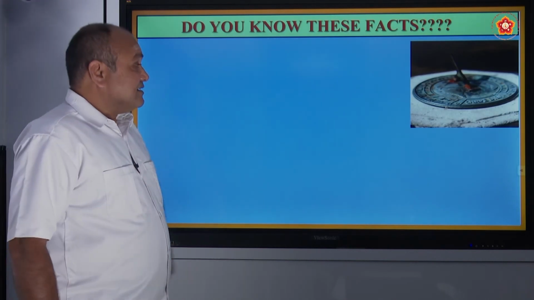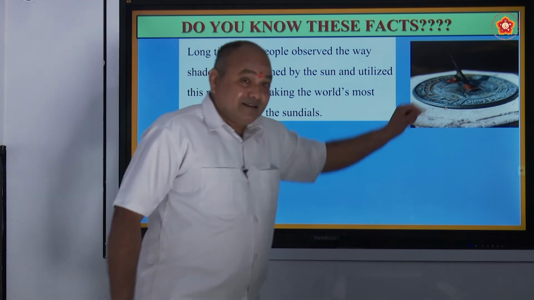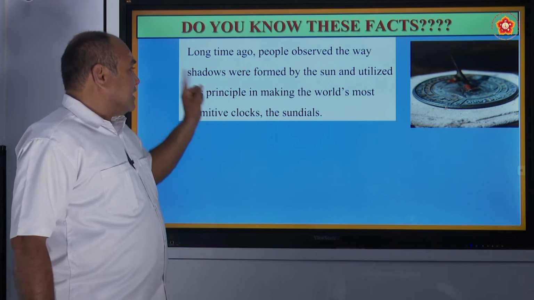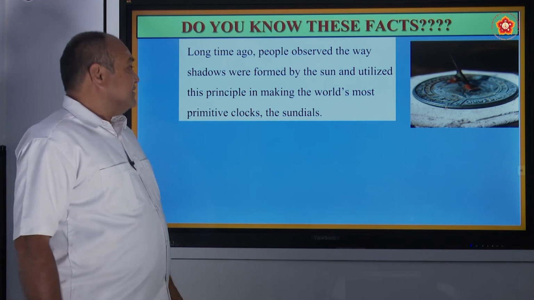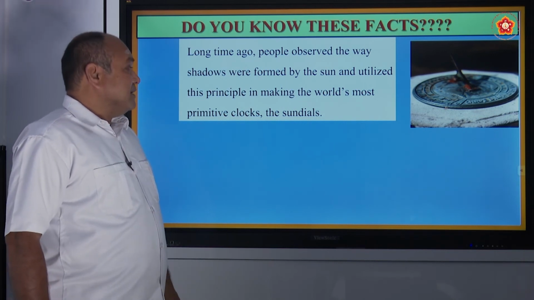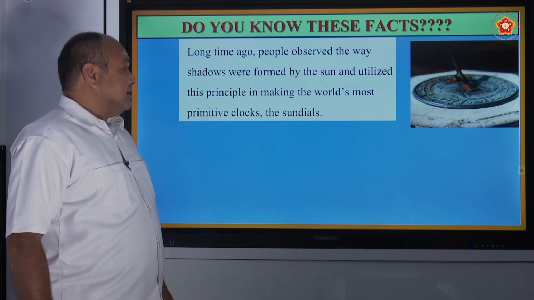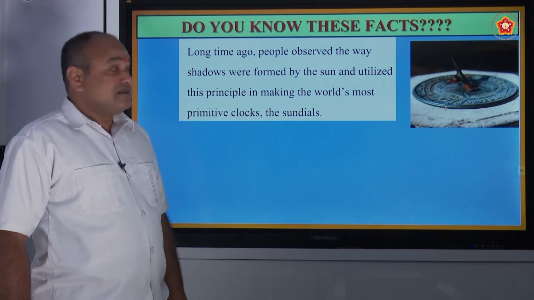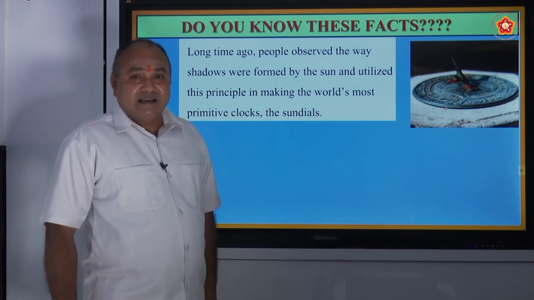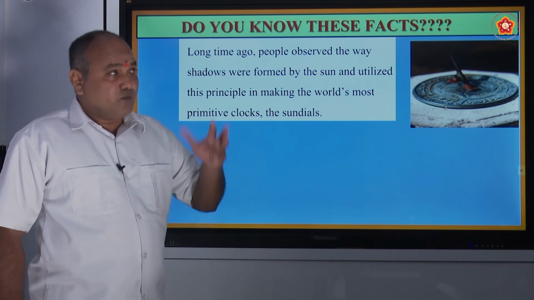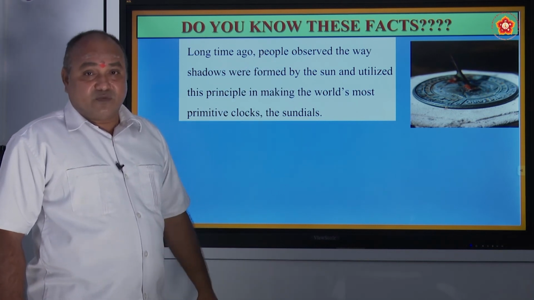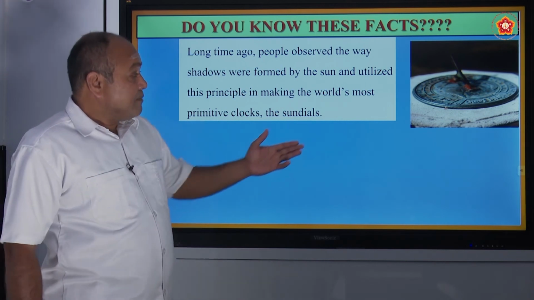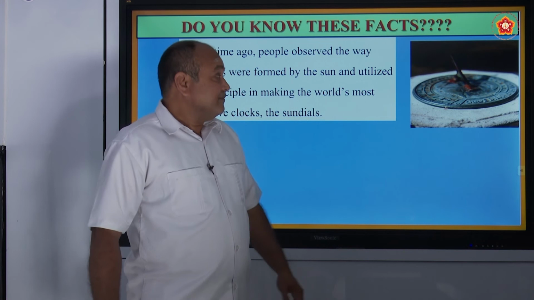Do you know these facts? Do you know what it is? It's called sundials. Long time ago, people observed the way shadows were formed by the sun and utilized this principle in making the world's most primitive clocks, the sundials. Now we have all these wall clocks and watches and everything. So in the ancient days, people used to depend upon such kind of sundials.